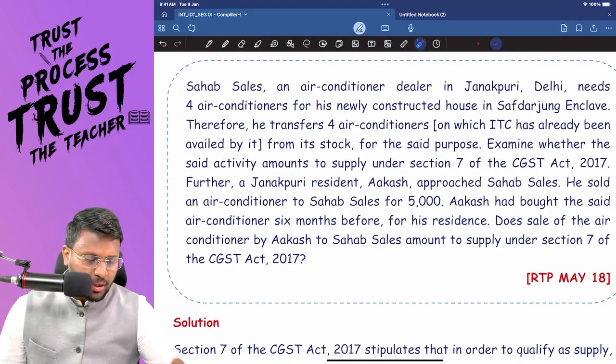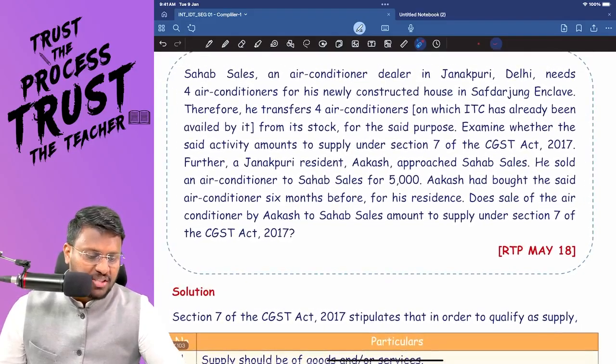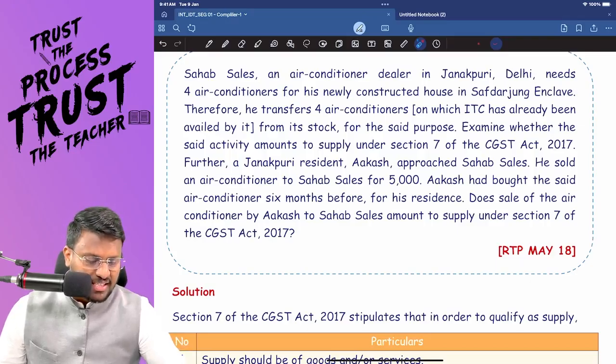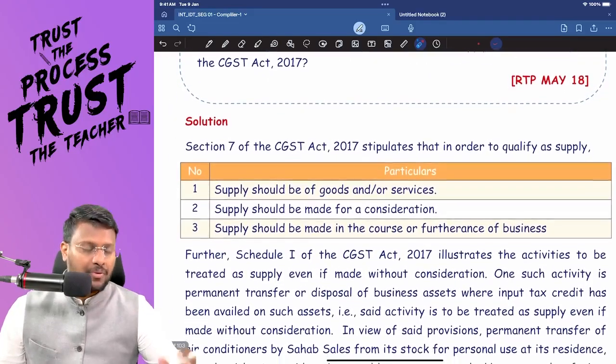Further, the second part of the question: Akash, a Janakpuri resident, approached Sahab Sales. He sold an AC to Sahab Sales for how much? 5,000. Akash had bought the said AC 6 months before for his residence. Does the sale of the AC by Akash to Sahab Sales amount to supply under section 7 of the what Act? CGST Act. So, my dear lovable students, they're starting from the base.